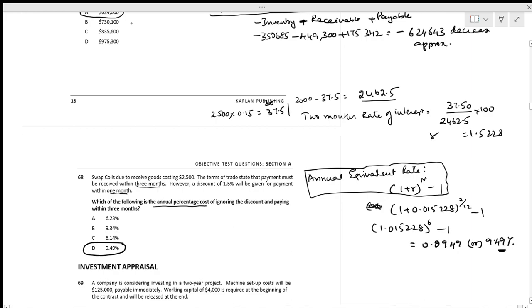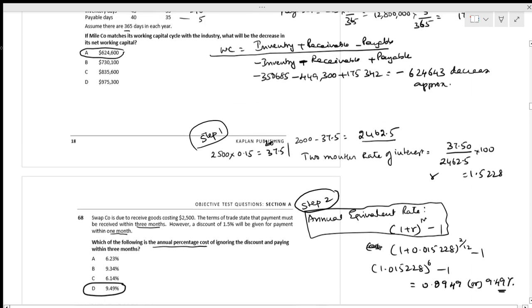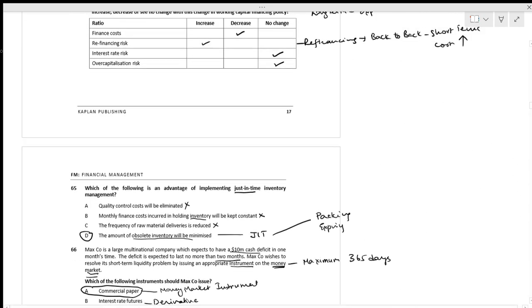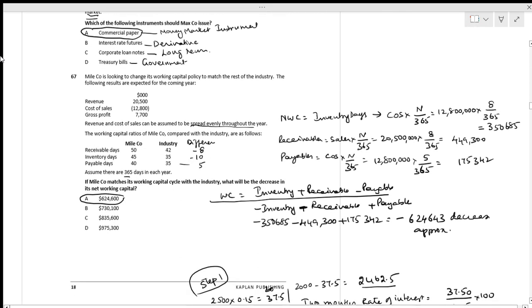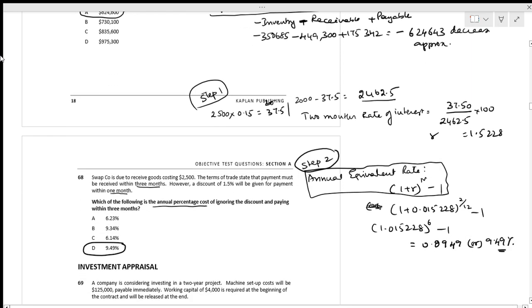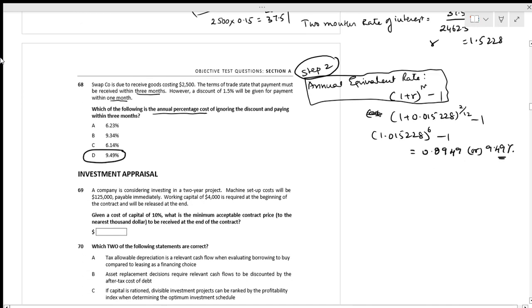First you have to calculate the 2 months' rate of interest, 1.5228%, then you have to calculate the annual equivalent rate. This is step 1 and this is step 2. With this we have completed working capital management in section A. Next I will start investment appraisal. Okay, thank you so much.